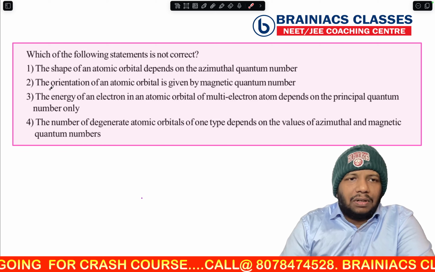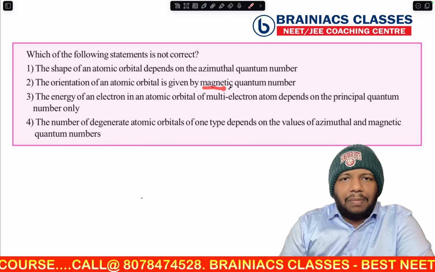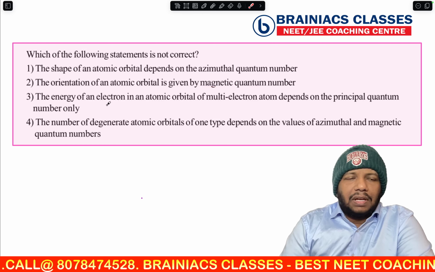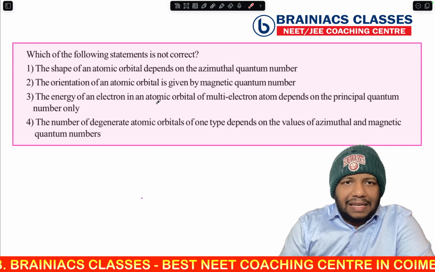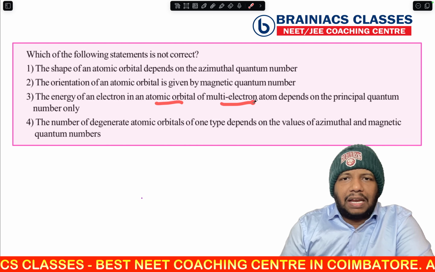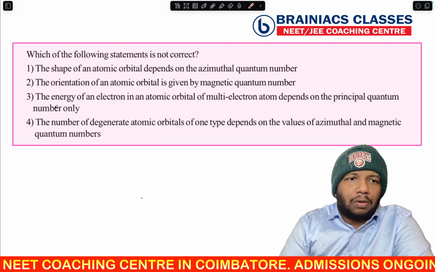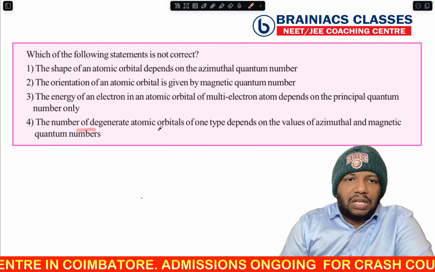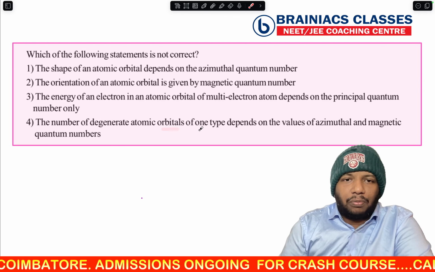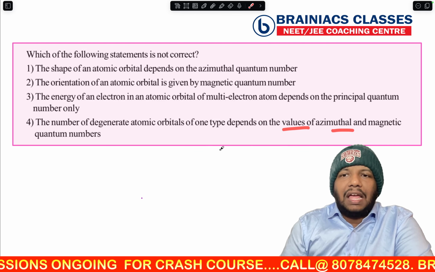The second one: the orientation of an atomic orbital is given by the magnetic quantum number. The third one: the energy of an electron in an atomic orbital of a multi-electron atom depends on the principal quantum number only. And the fourth one: the number of degenerate atomic orbitals of one type depends on the values of the azimuthal and magnetic quantum numbers.